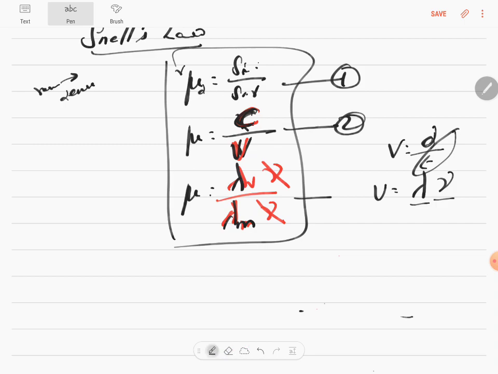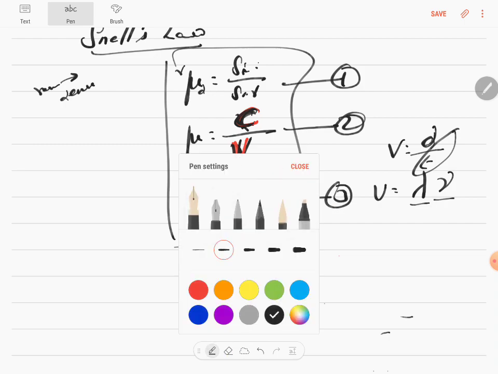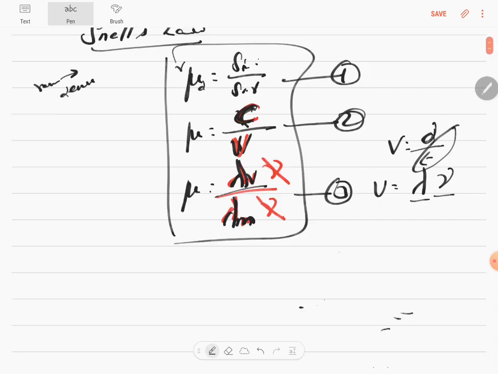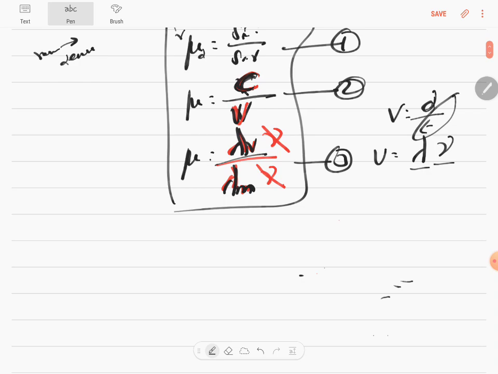Then the refractive index is also wavelength in vacuum by wavelength in medium. So these are the three formulas you should be really clear with. And the frequency remains unchanged whether it's in vacuum or in any other medium.